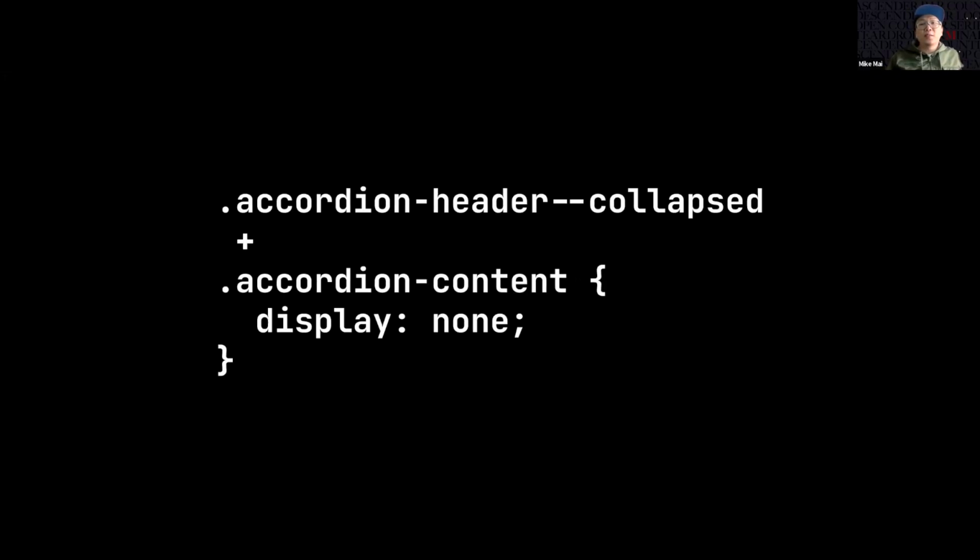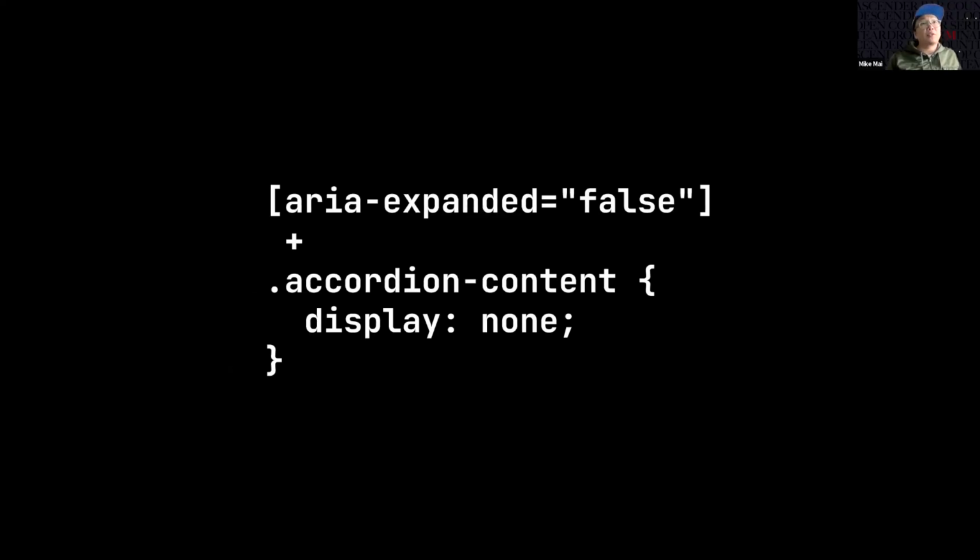To conclude my talk today, here is a quick tip on ARIA. When styling interactive elements, your first instinct might be to create modifier classes for each state. But if you're building with ARIA, then you don't really need to write modifier classes, because you can just use the ARIA attribute as the selector.